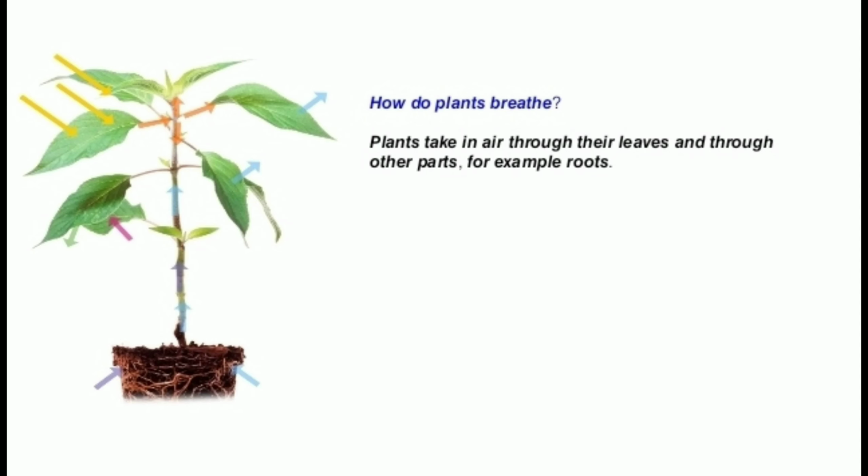Now we will learn about how plants breathe. Plants take in air through their leaves and through other parts, for example, roots. They use carbon dioxide to make food and oxygen to get energy from food. Now you must be thinking how roots can breathe because they are inside the soil. Children, air is trapped between the small bits, the particles of soil.